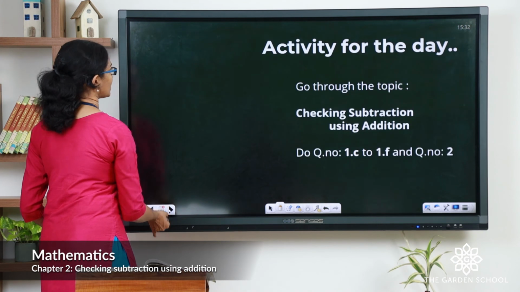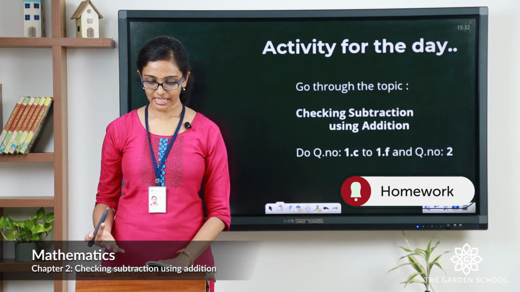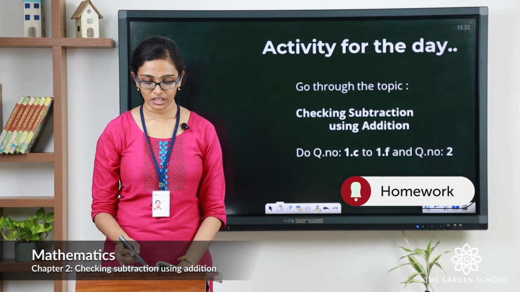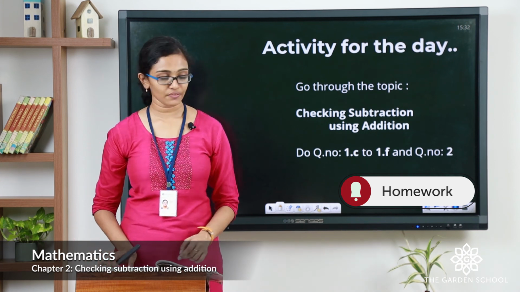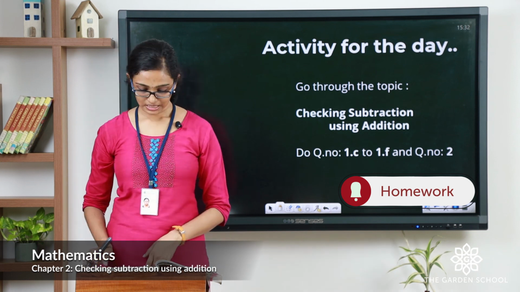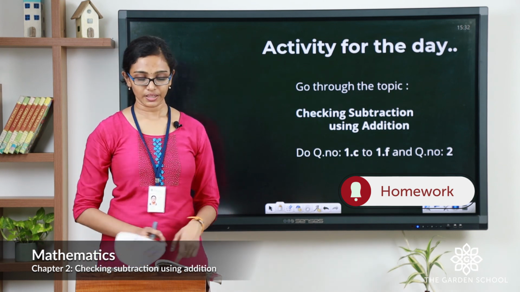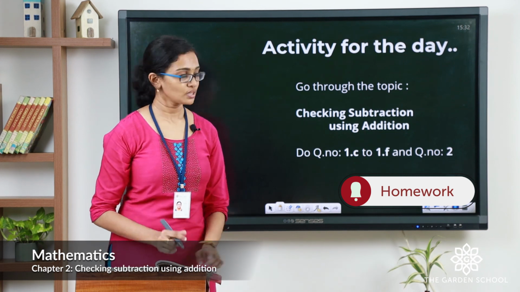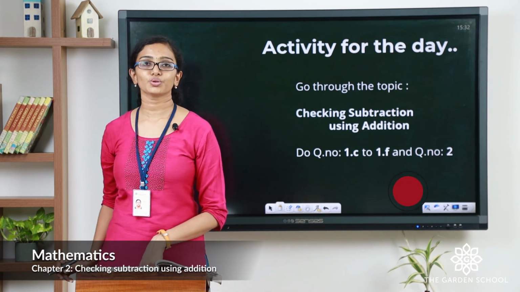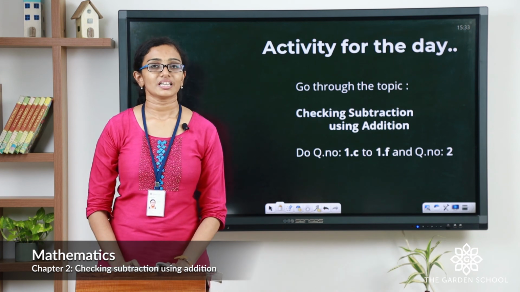So I hope this is clear to you. Now, in your textbook, you have to go through the topic checking subtraction using addition. That is on page number 29. And after that, you have to complete the questions, question 1C to 1F and also question number 2 from exercise 2.6.